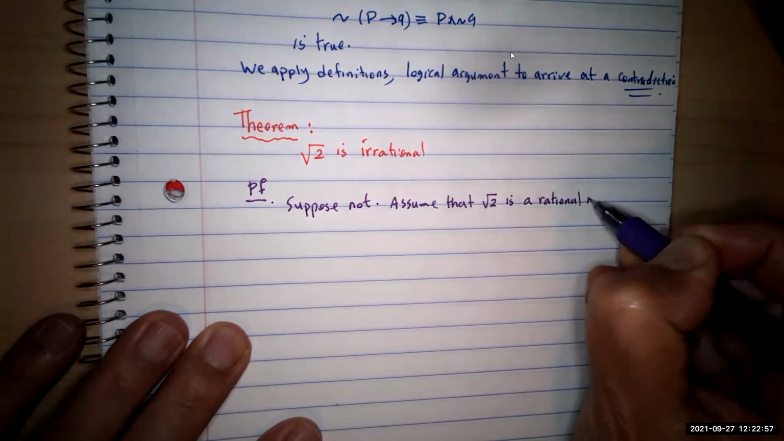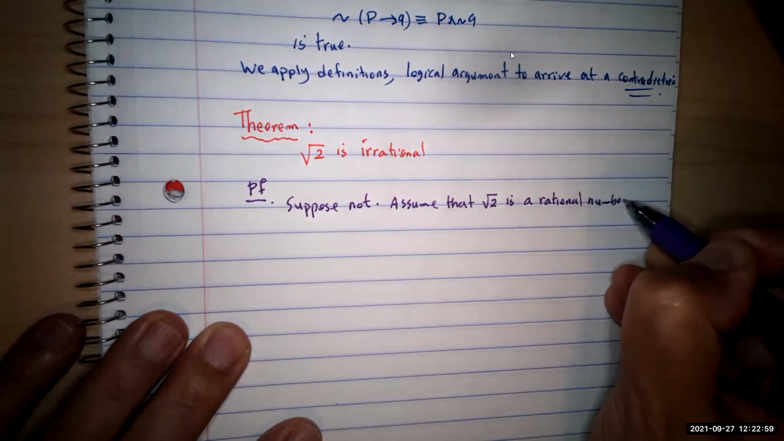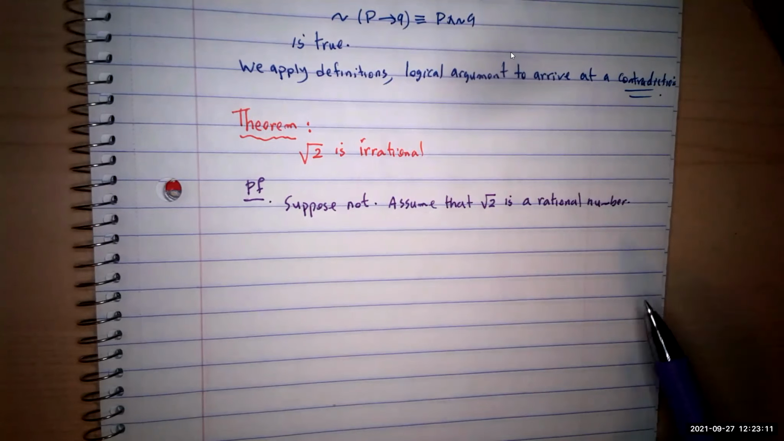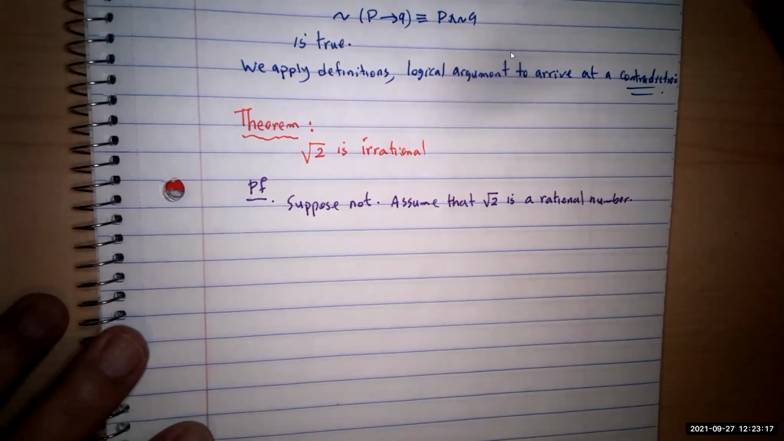You see, this must be your starting statement all the time for the contradiction. Whatever is given to you, you assume it's wrong. It's false, so the negation is true. So you assume that radical 2 is a rational number, now you arrive at the contradiction. How are you going to arrive at the contradiction? It's a very famous problem.